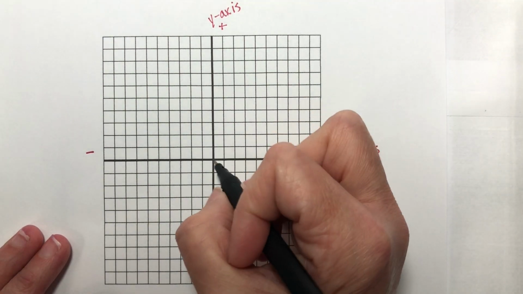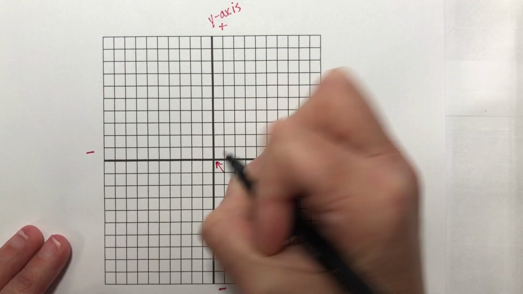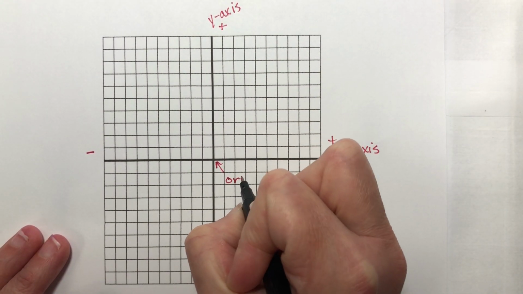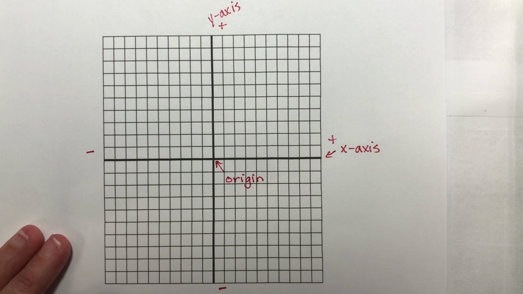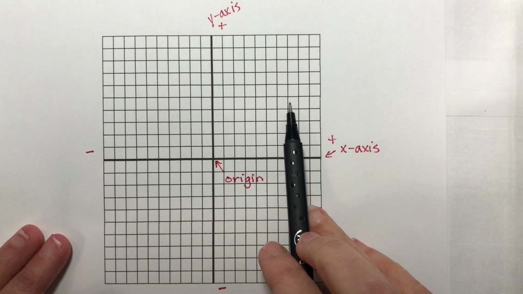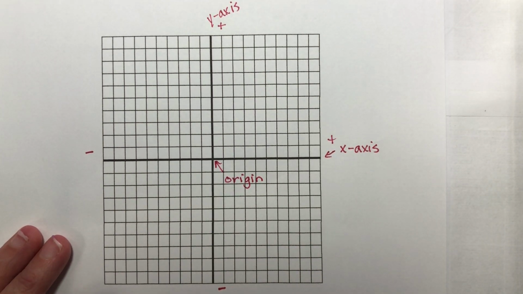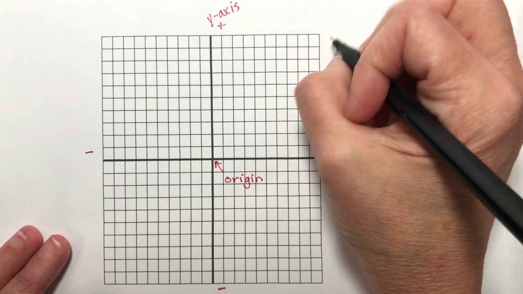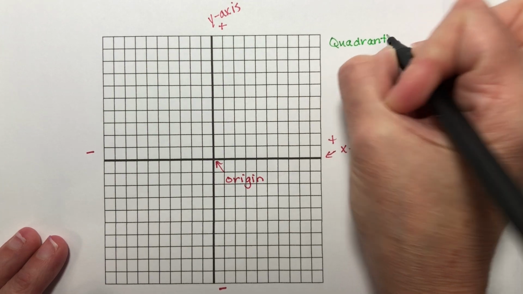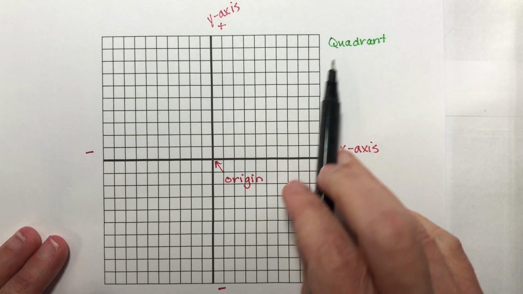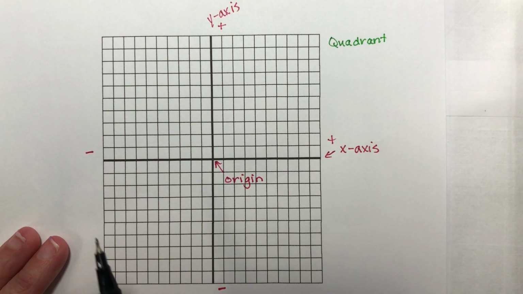Okay, the point where the two axes cross has a special name. It's called the origin. Origin, okay? It's very naturally broken up into 4 pieces. Each of these 4 pieces is called a quadrant. Okay, quad meaning 4.